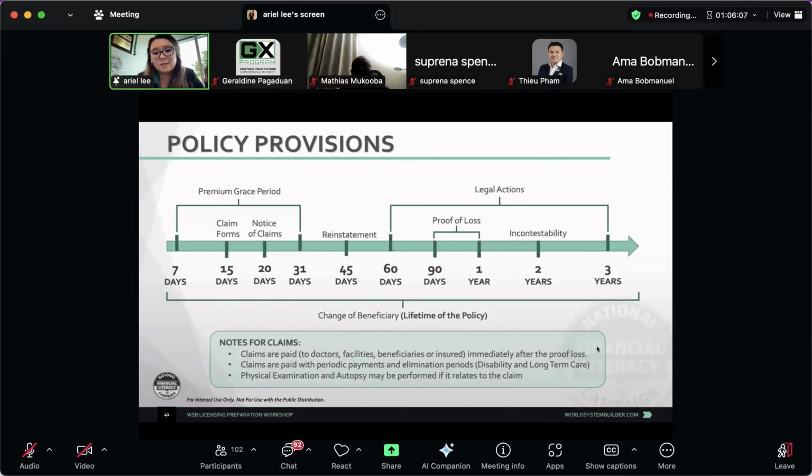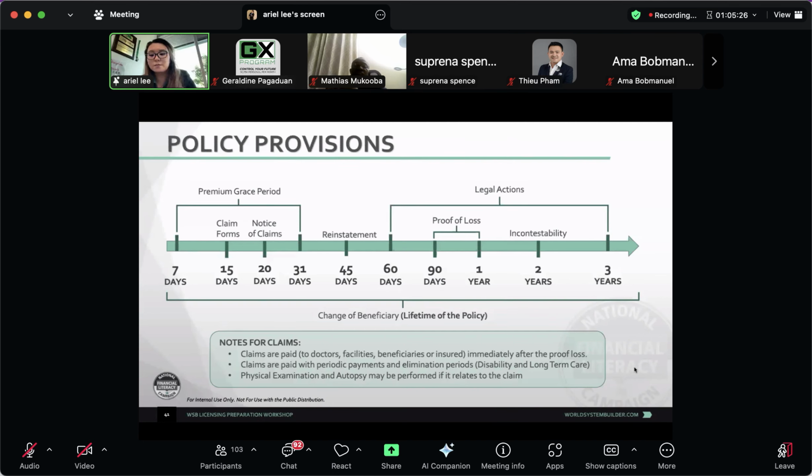reinstatement, 45 days, change of beneficiary, lifetime of the policy, right? Notes on claims to be paid: claims are paid to the doctors, to the facility, beneficiary, or to the injured, immediately after your proof of loss, okay? Claims are paid with periodic payments and elimination periods for disability and long-term care payments, okay? Physical examination and autopsy may be performed if it relates to the claim.